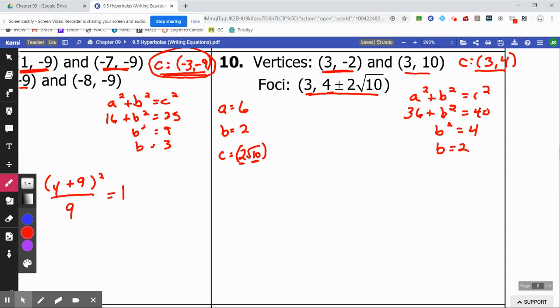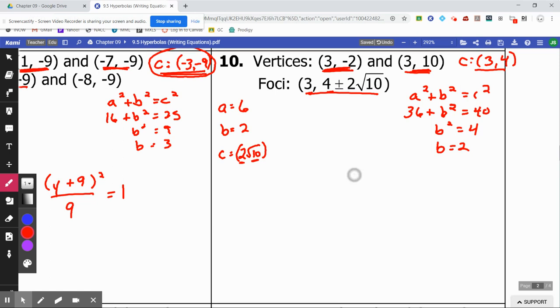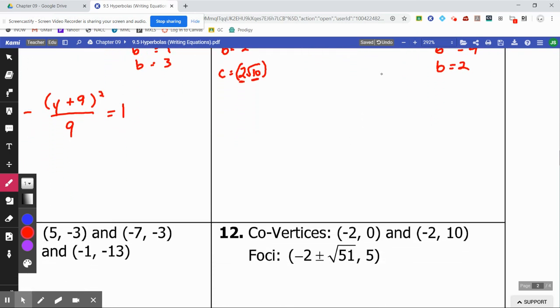Next up, is it horizontal or is it vertical? 3, -2, and 3, 10. The x's stay the same. The y values change, so therefore it has to be above and below, so this will be a vertical. So let's list our y stuff first. So y stuff squared over a squared minus x stuff squared over b squared is equal to 1.